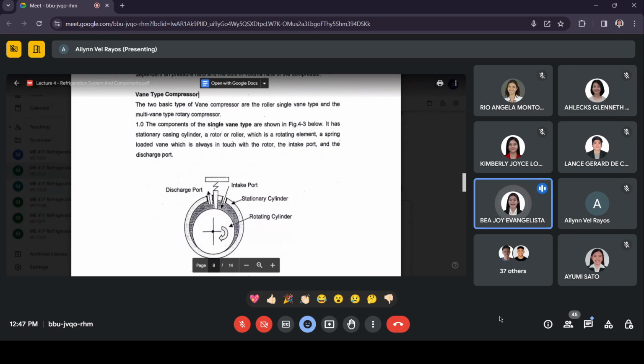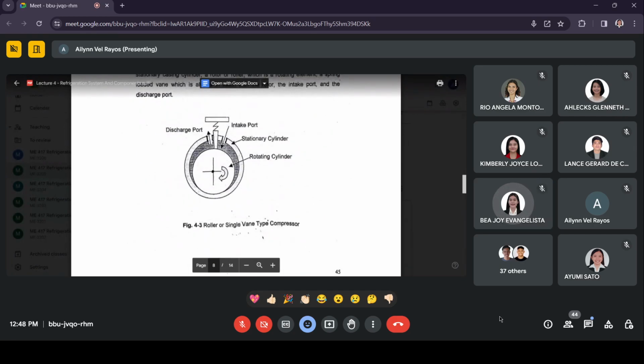The two basic type of vein compressor are the roller single vein type and the multi-vein type rotary compressor. The components of the single vein type are shown in figure 4.3 below. It has a stationary casing cylinder, a rotor or roller, which is a rotating element, a spring-loaded vein, which is always in touch with the rotor, the intake port, and the discharge port. Okay, so ito yung niya.